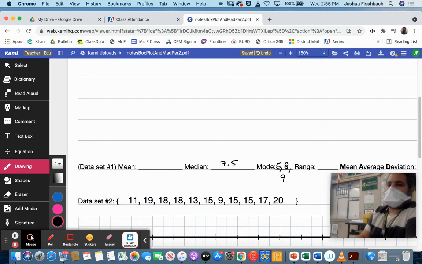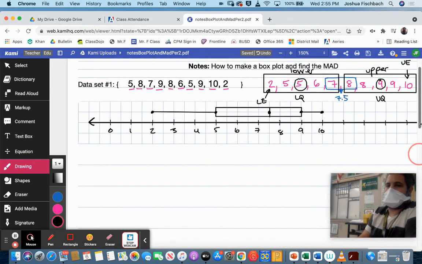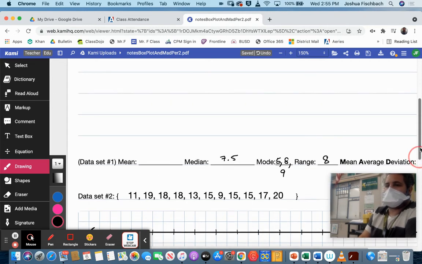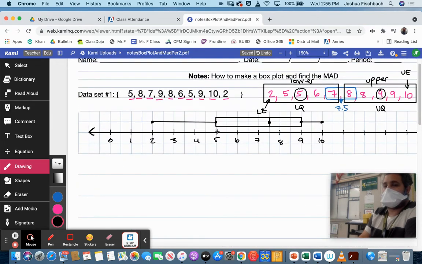Okay? The range is the change from the highest to lowest, or from the lower extreme to the upper extreme. That's from 2 to 10. What's 10 minus 2? 8. So your range is going to be 8. Now remember, there's also the IQR, or interquartile range. That would be the range from quartile to quartile, which in this case would be 9 minus 5, or 4. But it doesn't ask us for that, so we don't need to worry about it too much. But if someone did ask you, that's what you'd do.